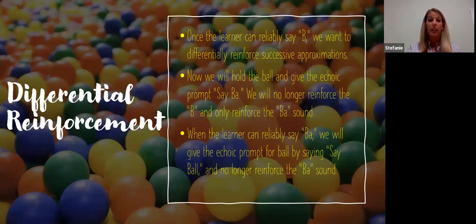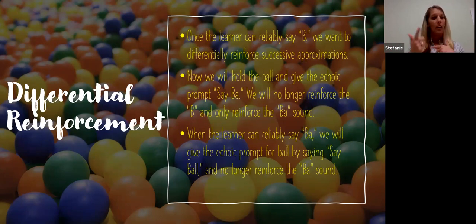Differential reinforcement. Once we get the "ba" reliably, we want to differentially reinforce successive approximations. So now we're no longer going to reinforce the "ba," and we're going to say "ba, ba," and then we're going to have our echoic. When they say "ba," we immediately reinforce and pair with positive praise. "Loved hearing your voice. Here's the ball. Awesome job. I love that you said ball."